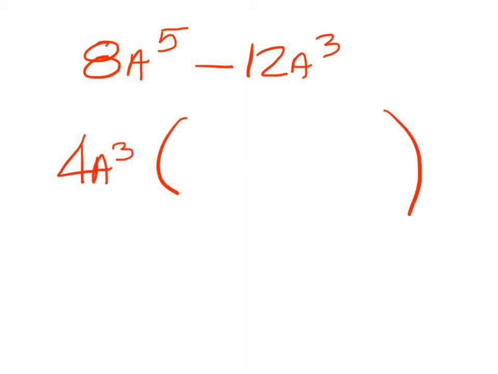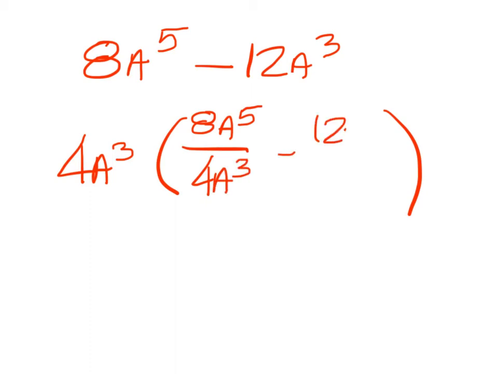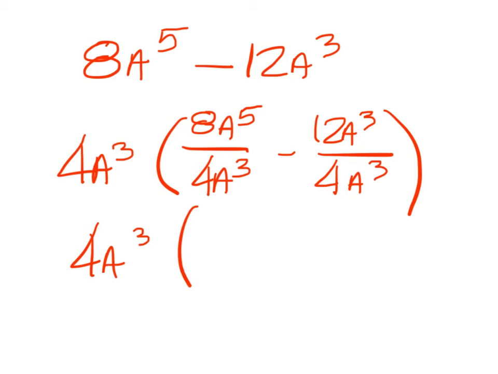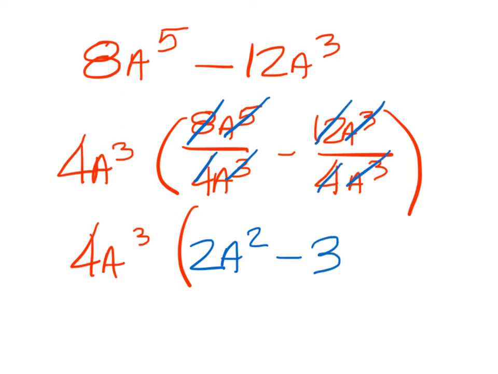Now go back and divide to figure out what goes inside the parentheses. 8a to the fifth divided by 4a to the third, and then minus 12a to the third over 4a to the third. Simplify inside the parentheses. 8 divided by 4 is 2, and then a to the fifth over a to the third is a to the second. 12 divided by 4 is 3, and then a to the third over a to the third is 1. Your final answer is 4a to the third times the quantity 2a squared minus 3.